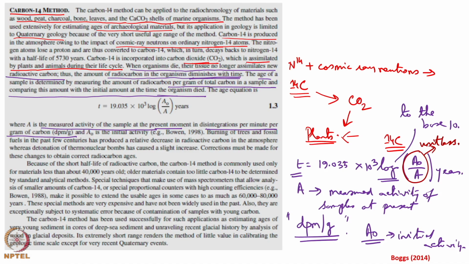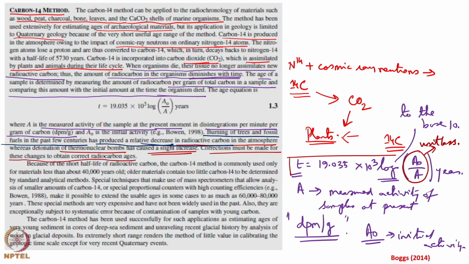There are two kinds of modification in the radioactive carbon in the atmosphere. There are two counteracting processes. One is the burning of trees and fossil fuels in the past few centuries. This has produced a relative decrease in the radiocarbon in the atmosphere, but thermonuclear bombs and their use has slightly created an increase. Therefore, corrections must be made for these changes to obtain correct radiocarbon ages. So, in the equation written here, some corrections are also added.